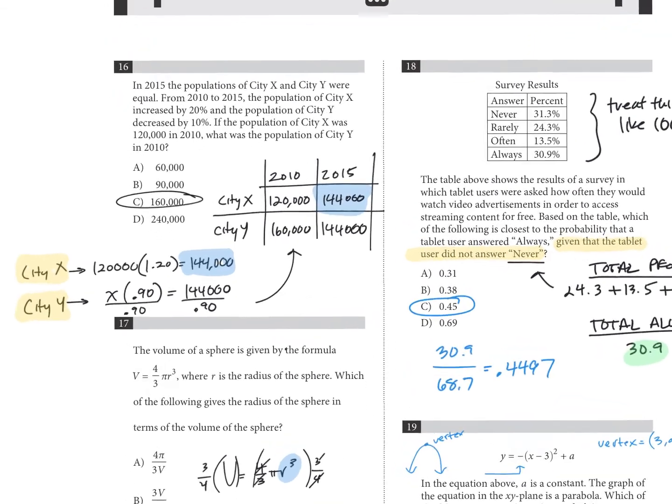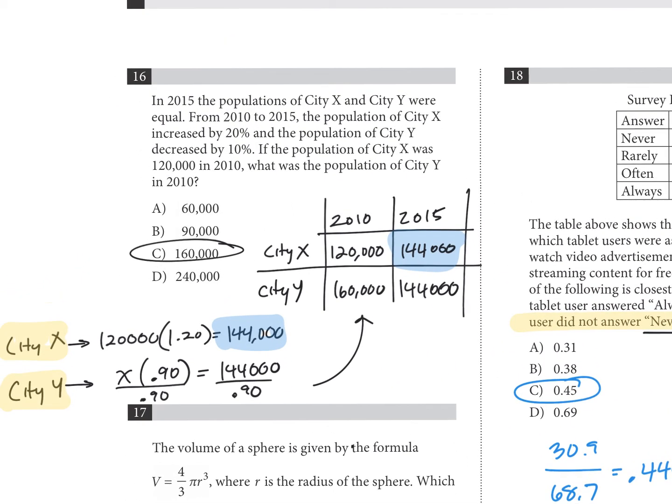Number 16. In 2015, the population of City X and City Y were equal. From 2010 to 2015, the population of City X increased by 20%, and the population of City Y decreased by 10%. If the population of City X was 120,000 in 2010, what was the population of City Y in 2010?